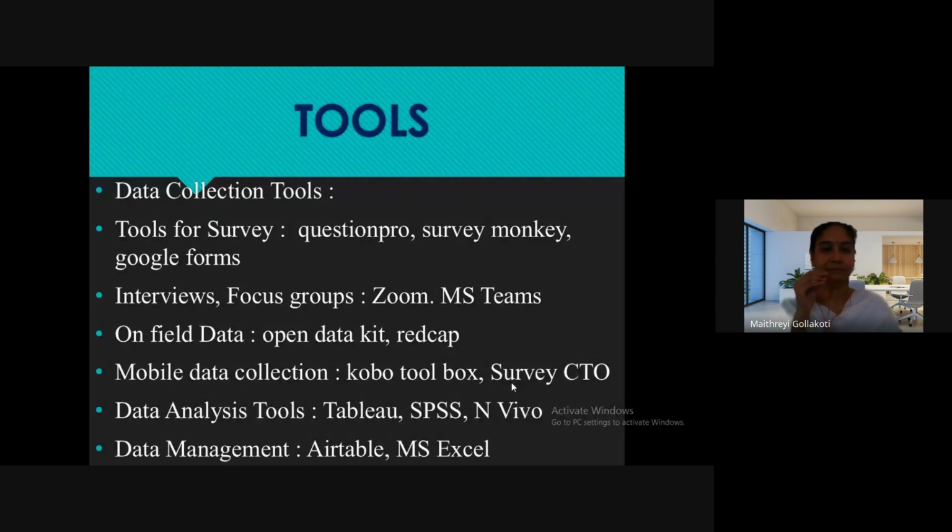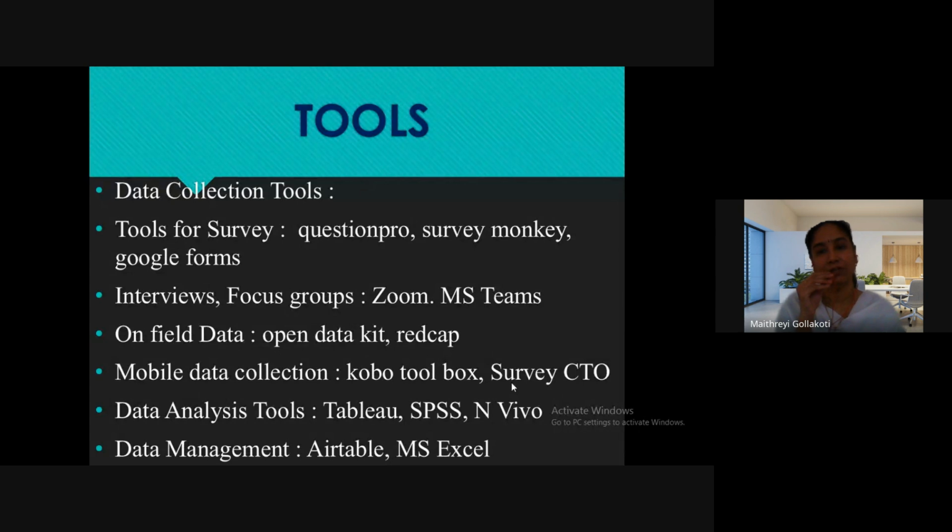On-field data. Now, if for some research you have to go to the field directly and collect data, for that you have Open Data Kit and REDCap. These two software tools can be used to make note of all the data that you are collecting.